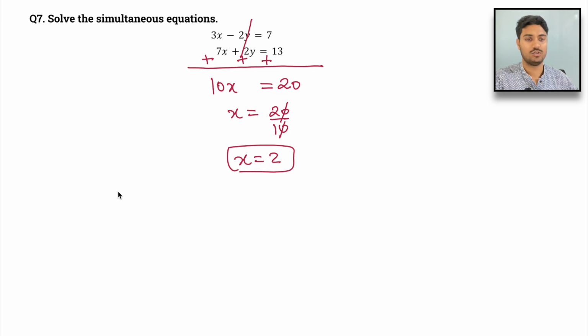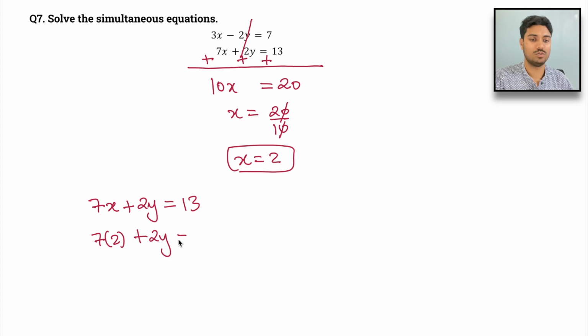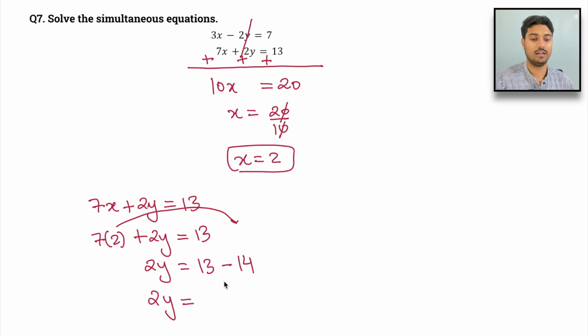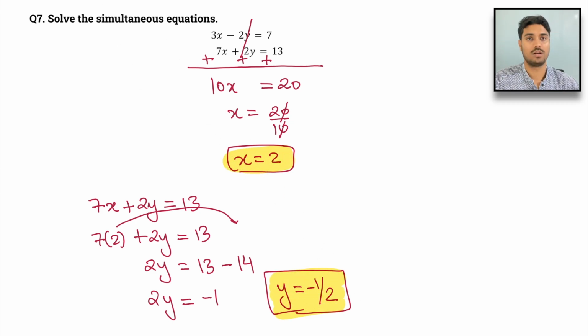Let's work out y. So let's substitute in the second equation. 7x plus 2y equals 13, x is 2. So 7 into 2 plus 2y equals 13. So we can write 2y equals 13 minus 7 into 2, which is 14. So we will get 2y equals 13 minus 14. That is negative 1. So y equals negative 1 by 2. And that's the answer. So we have x equals 2 and y equals negative 1 by 2. Let's move on to the next question.